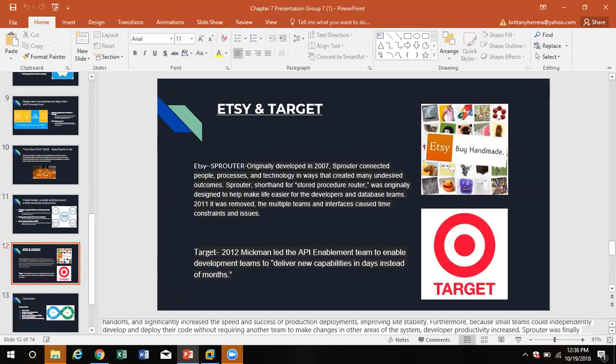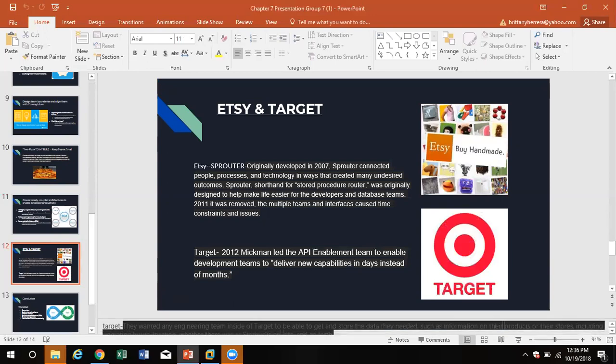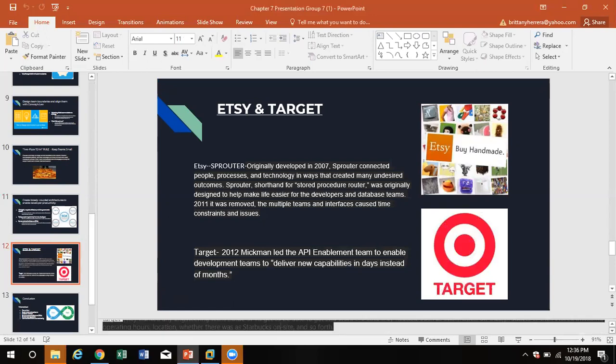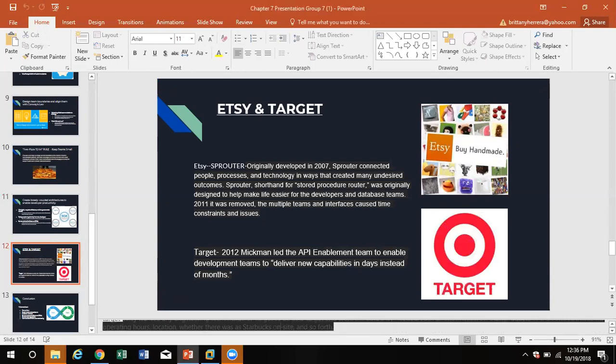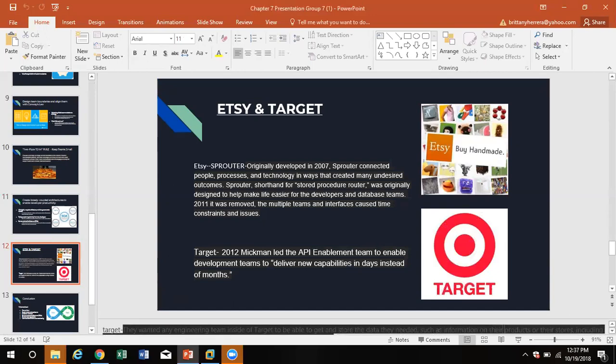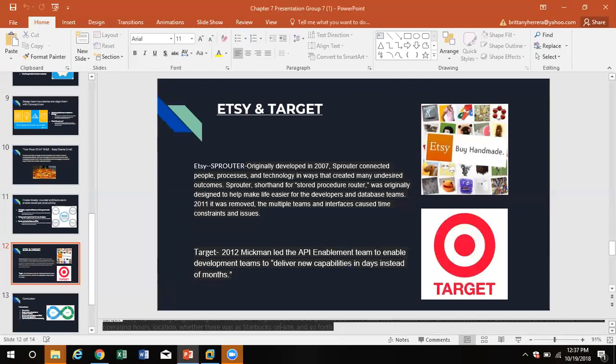Also, at Target in 2012, McMahon led the API enablement team to enable the development teams to deliver new capabilities in days instead of months. So with Target, they wanted any engineering team inside of Target to be able to get and store the data they needed. So information like their products, operating hours, locations, and what things they had inside each store was available on demand when they needed it. And that helped a lot with their success when they had a team to work on that effort.